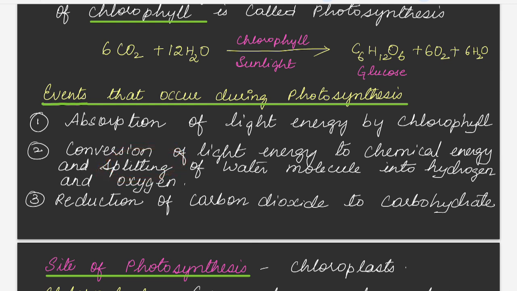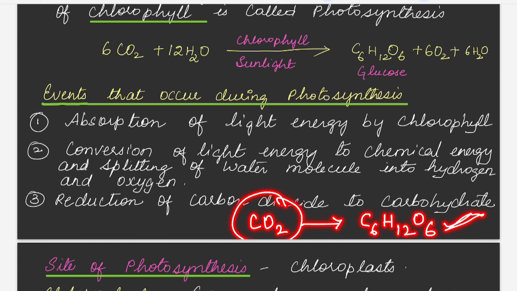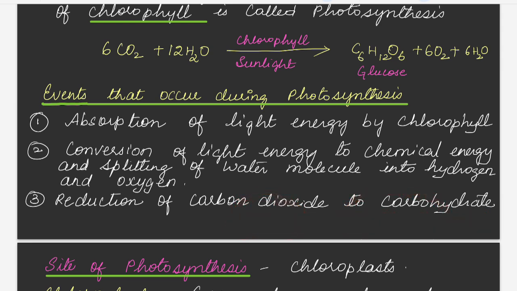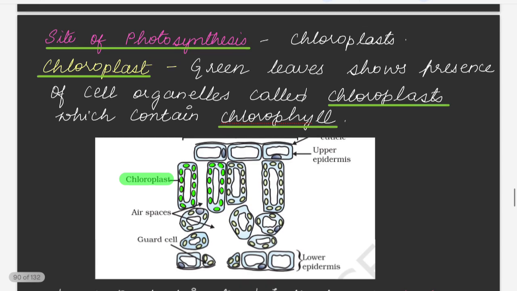And a very important step here is that the water molecule will be converted into hydrogen and oxygen. So this is the second step. And in the third step, you can see reduction of carbon dioxide to carbohydrate. Meaning, carbon dioxide will be converted into carbohydrate like C6H12O6. This is glucose. So carbon dioxide will be converted into glucose. That is the third step.